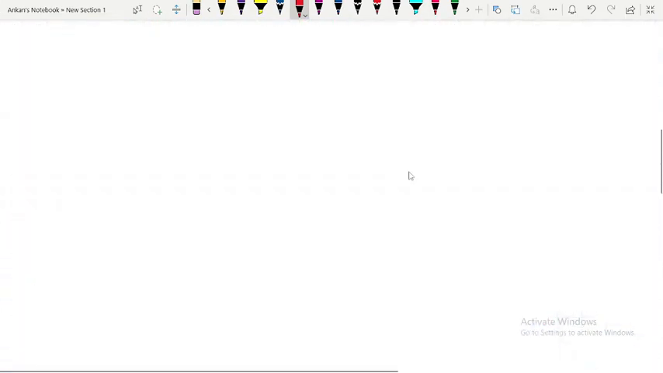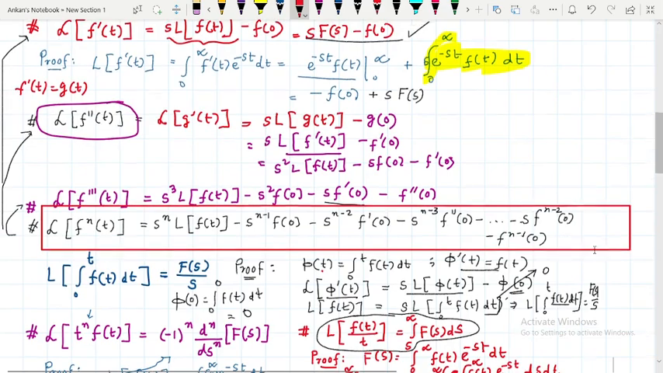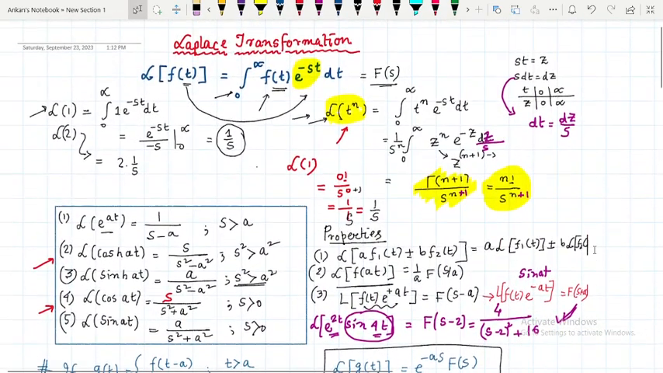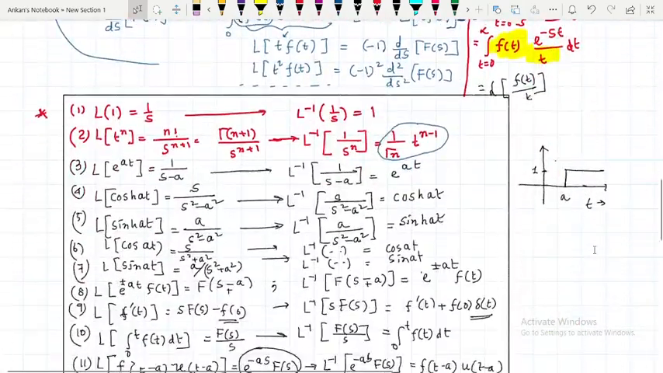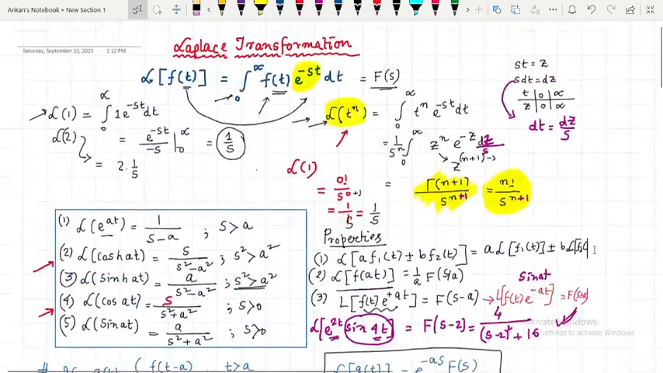So in this lecture we have discussed the basic properties of Laplace transform, as well as how to prove some properties, and how to use the Laplace transform in solving differential equations has also been discussed. Thank you very much for watching.